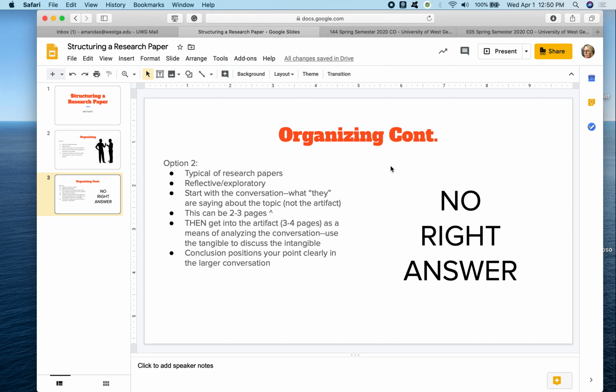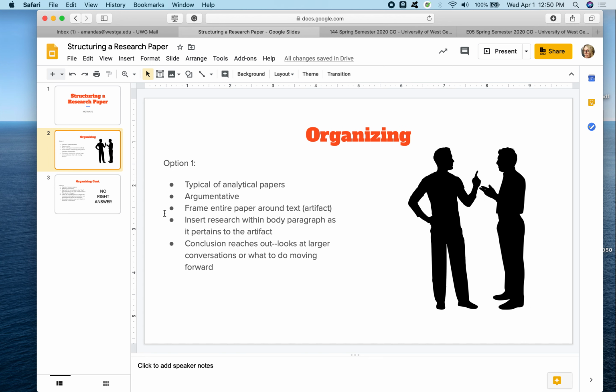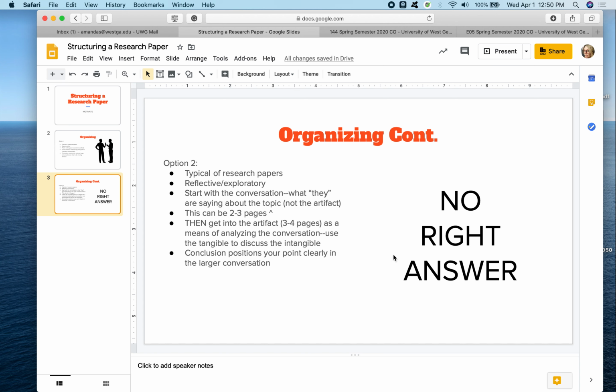So that's the 2 options. I basically think that option 2 will work for everyone's paper. Option 1 may work for just a few of yours. But I think that this one is a little bit less pressure, it's less risk, and can easily be accomplished in the 7 pages.